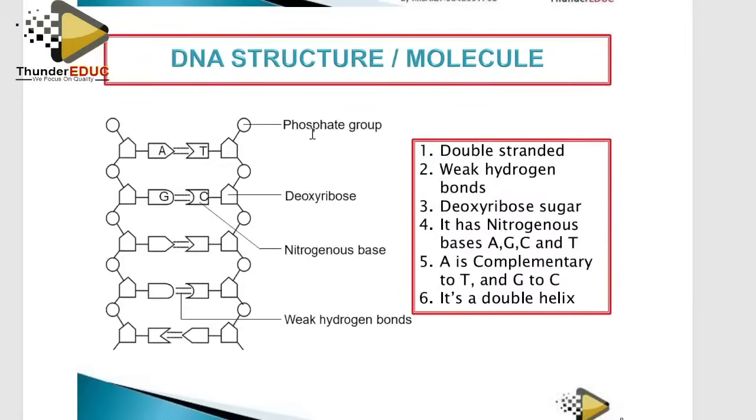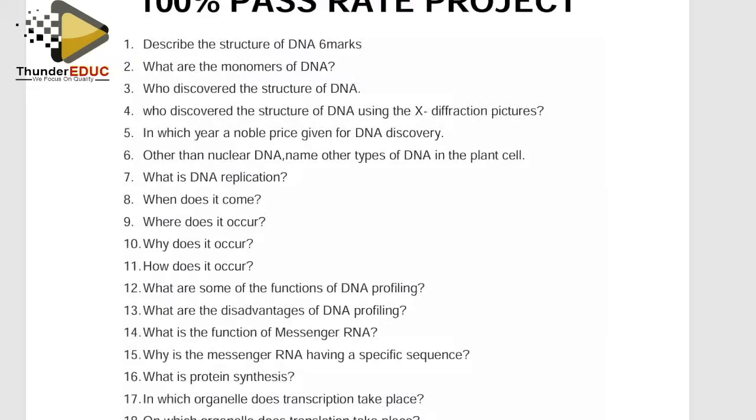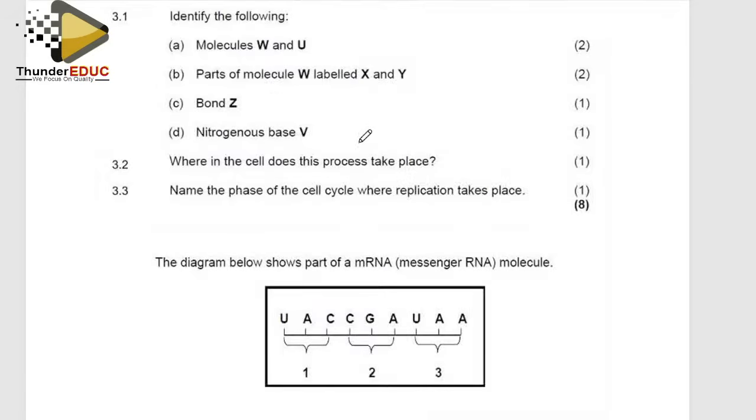When you look at the structure of DNA, you describe what you see there. DNA is made up of nucleotides. The nucleotides are made up of phosphate, deoxyribose sugar, and then a nitrogenous base. The nitrogenous bases are linked together by weak hydrogen bonds. So you explain what it is. So we go to the next question. This one is 100% done.